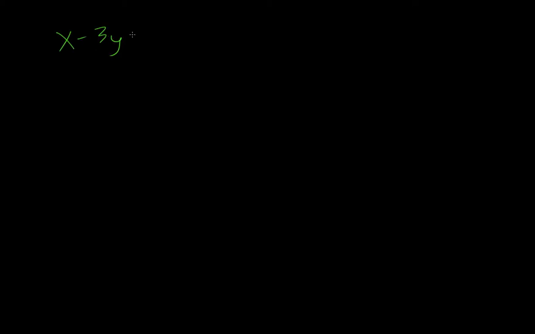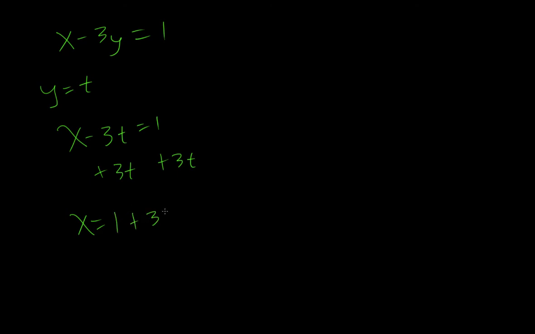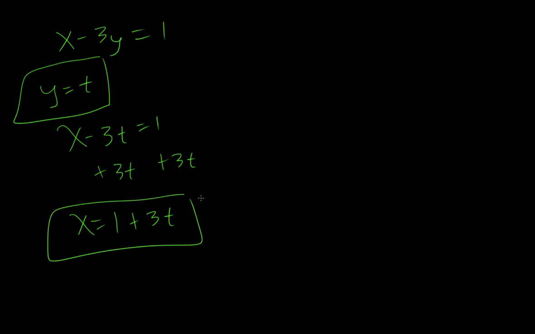We have x minus 3y equals 1. We're just going to set y equal to t. If we do that, we get x minus 3t equals 1, and when we solve for x, x is equal to 1 plus 3t. Now we have y in terms of t and x in terms of t, and that's our solution set. We just mentioned that t has to be a real number. So the things in the boxes are called our solution set.